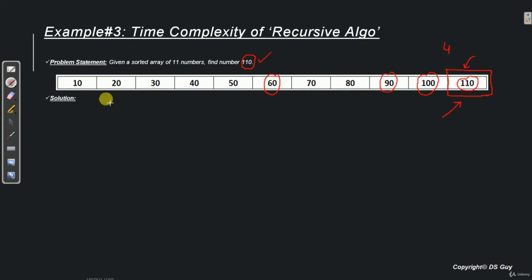Now if we would have done a linear search, we would have compared starting from here, keep going towards right and done 1, 2, 3, 4, 5, 6, 7, 8, 9, 10, 11 comparisons. So you can see that we have done way better when we have used a binary search. Now let's see how the algorithm for this search looks like, and then we will try to find the time complexity of that algorithm.